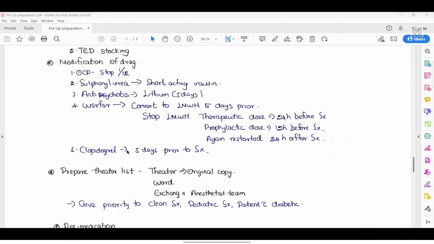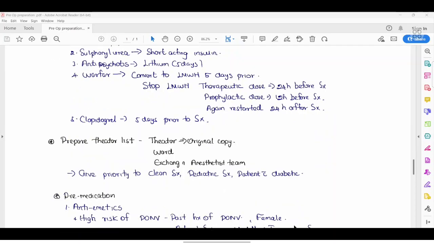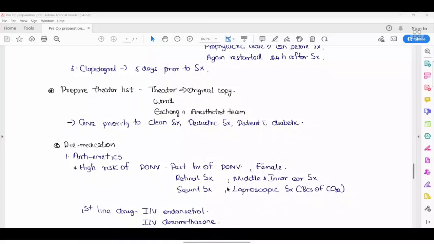There is a confusion because I think 1 or 2 years back, the indication for stopping clopidogrel was 7 days prior to the surgery. But now it has been changed. Only 5 days prior to the surgery is enough to stop clopidogrel. Just remember, not 7 days. Okay, then we can move back to the MCQ.